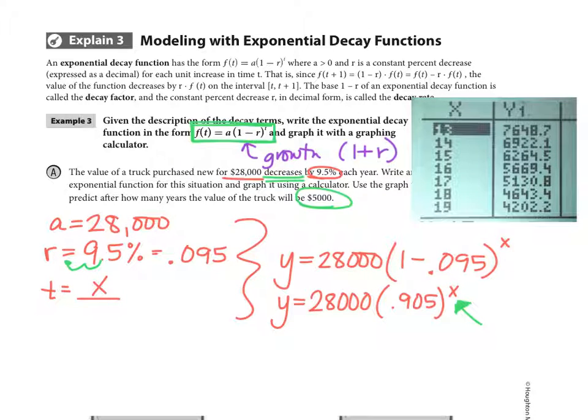Okay, so I've typed my equation into y equals, and I'm looking for when this will be $5,000. So it looks to me like the value hits $5,000 somewhere in between 17 and 18 years. All right, somewhere in that time frame. So I'm just going to say that that's going to happen between 17 and 18 years.